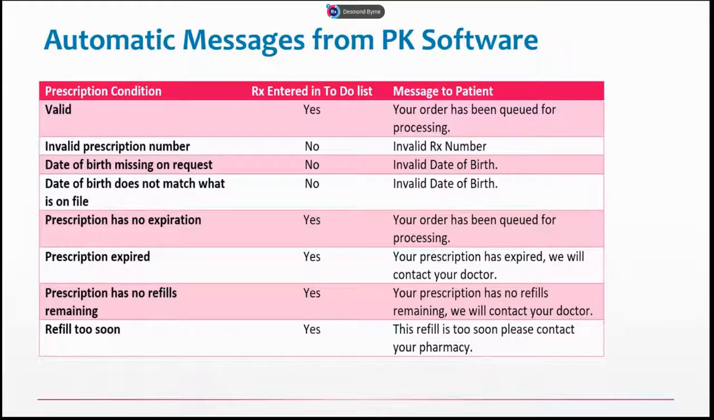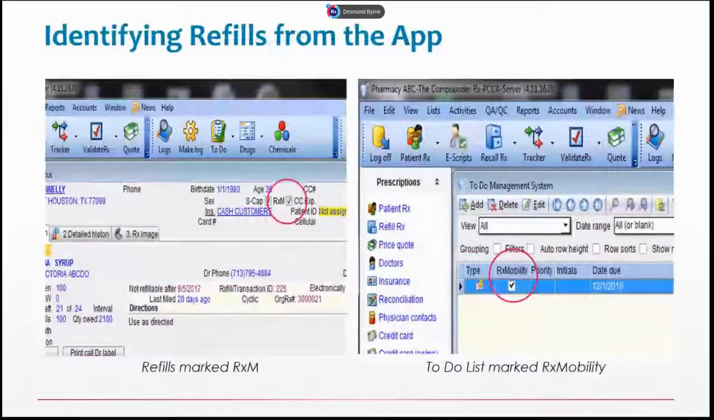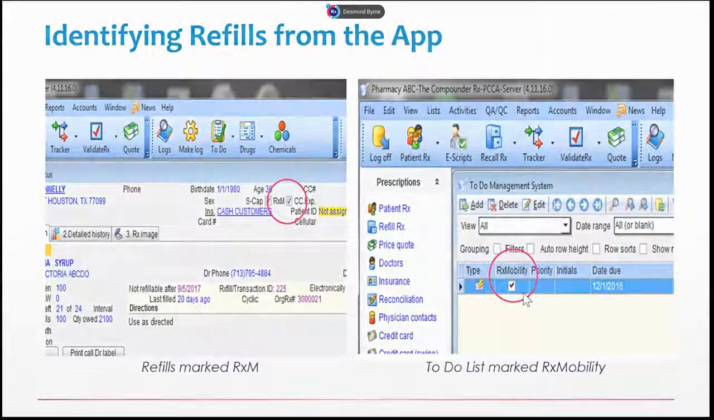So, for example, if the patient is attempting to refill too soon, then a message goes back to the patient that the refill is too soon. Please contact your pharmacy, and it does get entered into your to-do list. In PK, where that appears is in your to-do list and in the script. It just appears as a flag, either RX Mobility or RXM. And you can see those flags there. I'll just mouse over them and you can see them here. So that's how you know it's come from the mobile app or from your website.